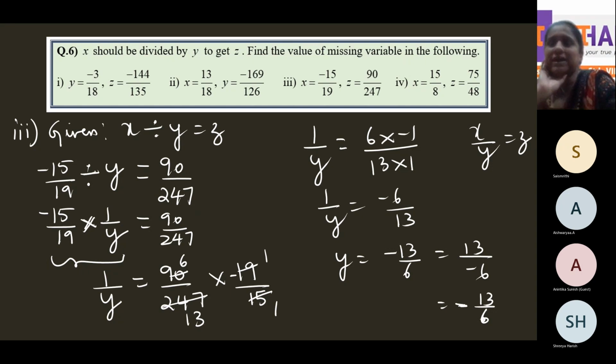So in the same way, you can practice the fourth one at home. It's similar to the third one. X and Z are given. You need to find the value of y. And for that, I'm getting 6 by 5. 6 by 5. Okay.